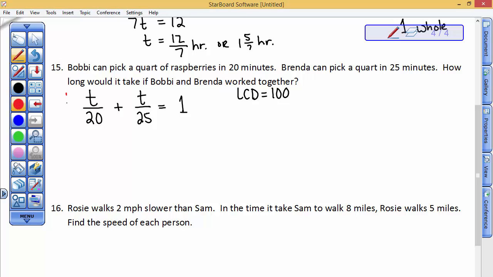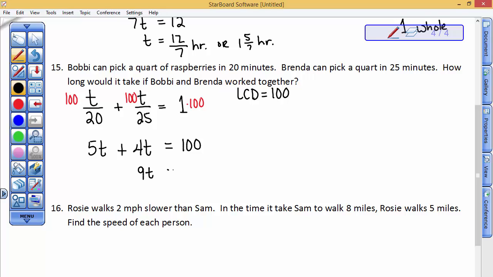So let's go ahead and do that. Let's use 100. So let's multiply everything by 100. And so right here, 100t divided by 20 is 5t. 100t divided by 25 is 4t, and 1 times 100 is 100.